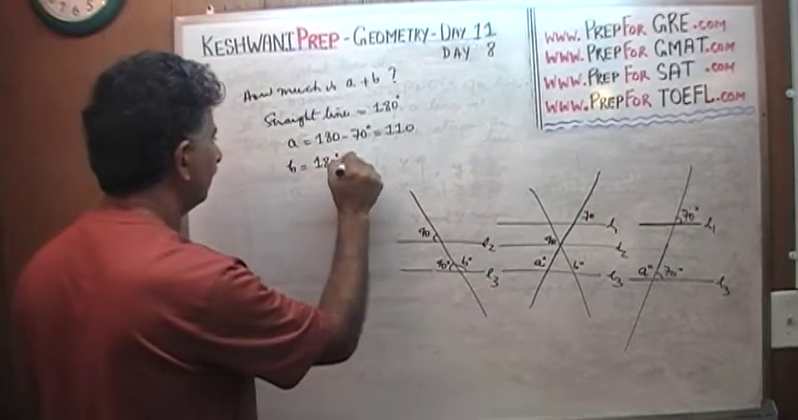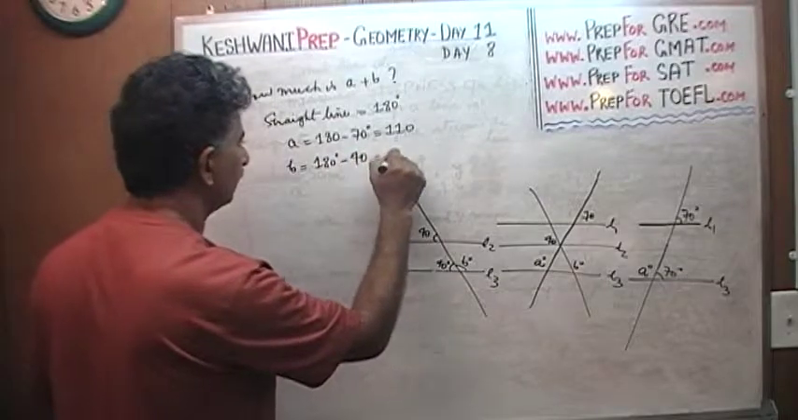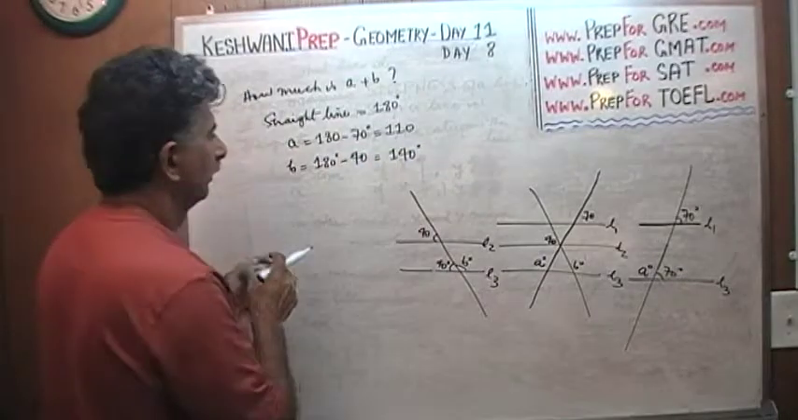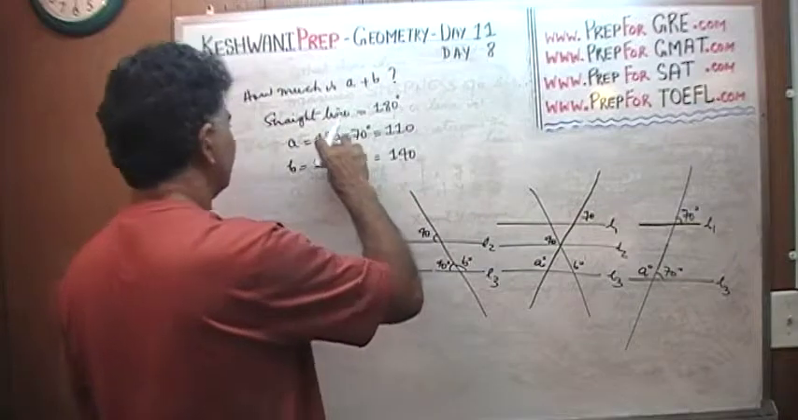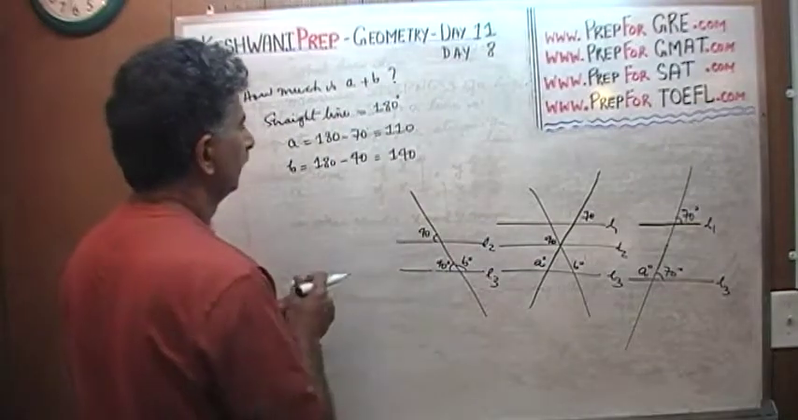180 minus the 40, which gives you 140. I don't want to keep writing the degree sign all over, it's annoying. There you go, that's it.